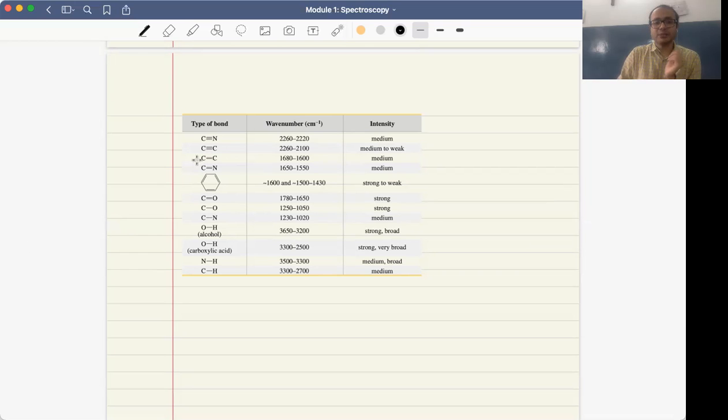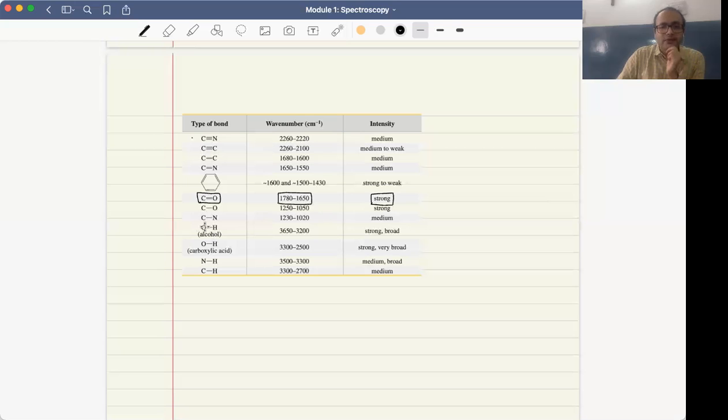So in this table that you see here, for each type of bond, you have a characteristic region where you will see a peak. For example, just now we looked at the C=O functional group. As you can see, it comes around 1700 centimeter inverse, and it's a very strong peak. You remember in the previous video, the peak corresponding to the C=O bond was a pretty strong peak.